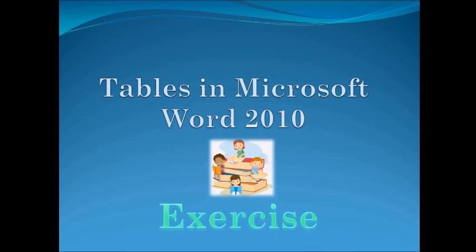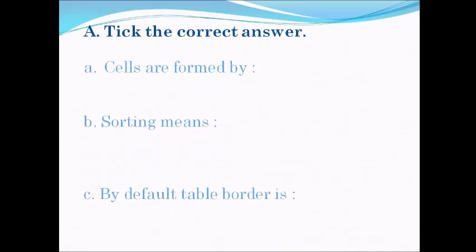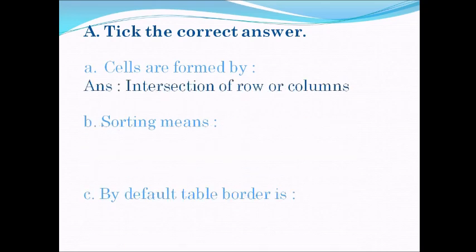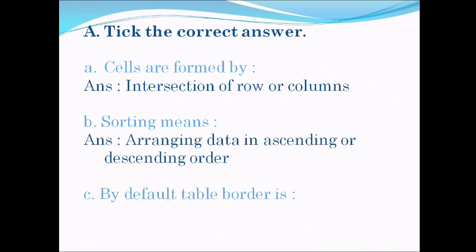So next, let's start. First is tick the correct answer. The first question: cells are formed by, so the answer is intersection of rows and columns. Then second, sorting means, so the answer is arranging the data in ascending or descending order. Then next, by default table border is, so the answer is half point black solid line.